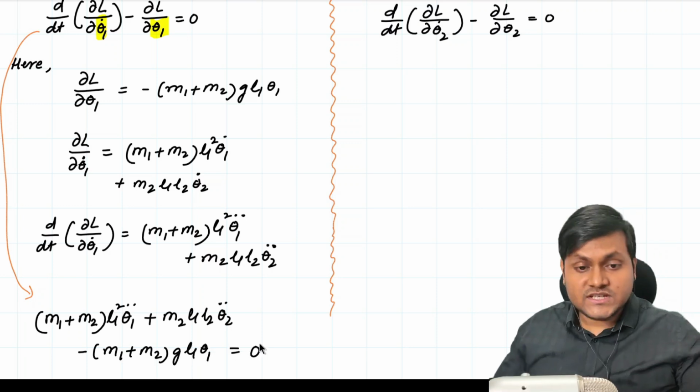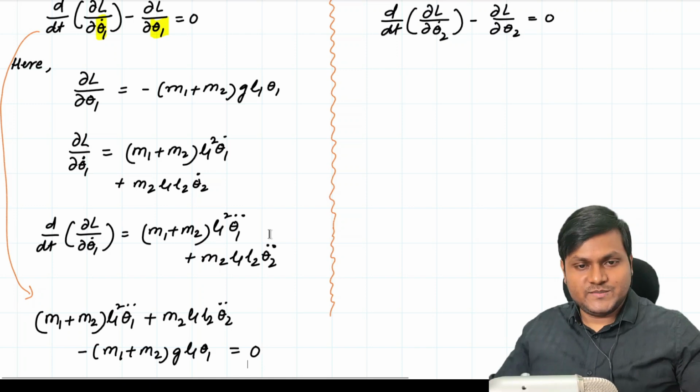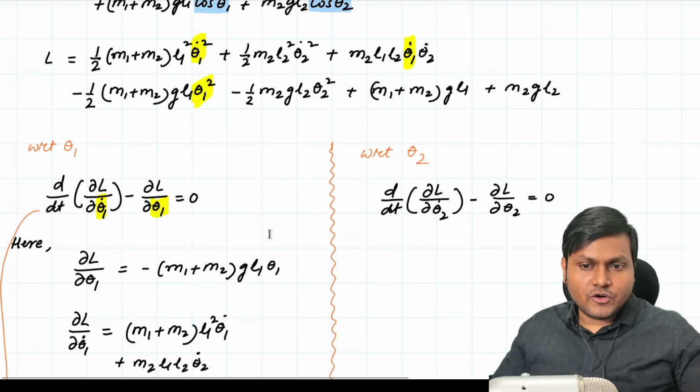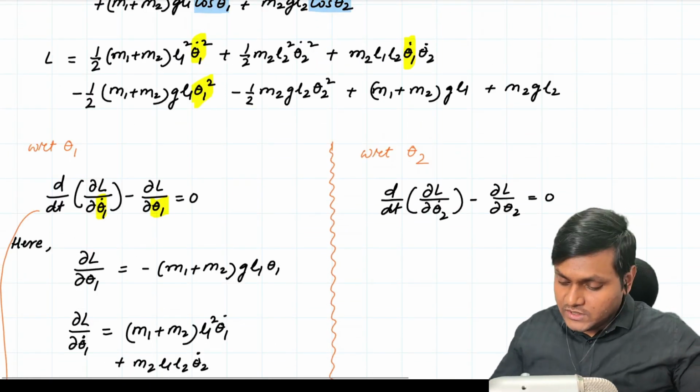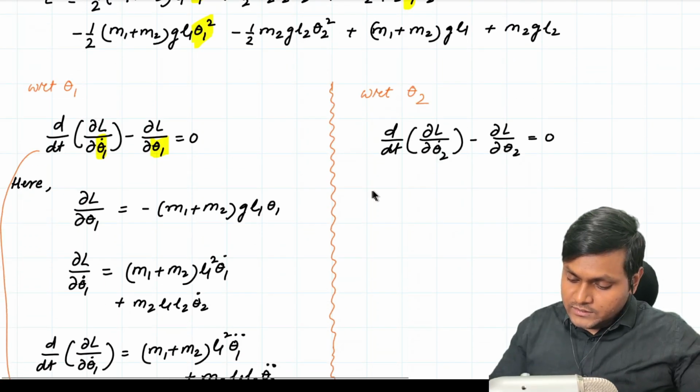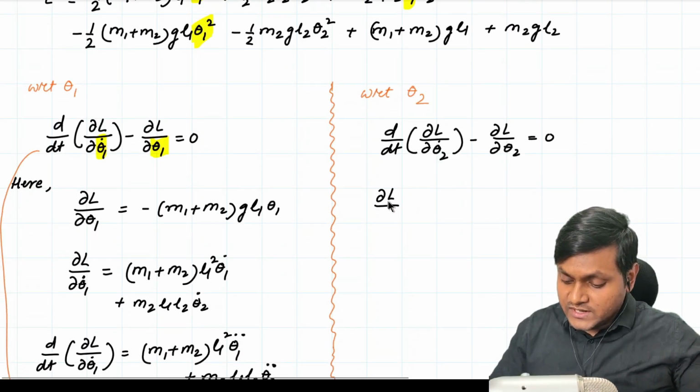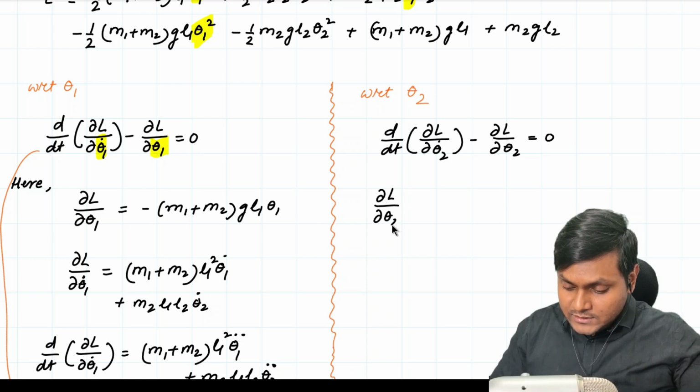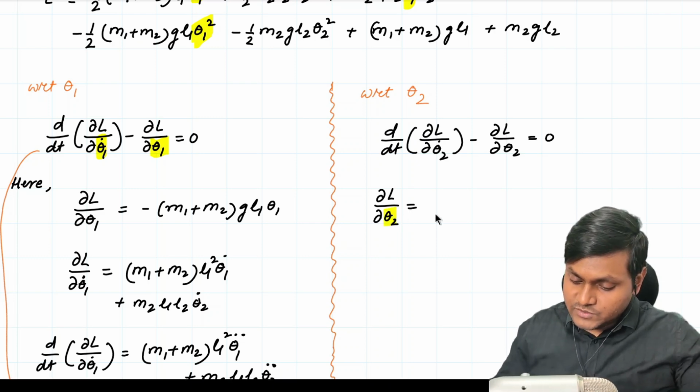So this is one of the equations of motion with respect to theta 1. Now I can do the same thing for theta 2. So if I do the same for theta 2, then the first partial derivative I'm interested in is del L upon del theta 2. So here we have in terms of theta 2.